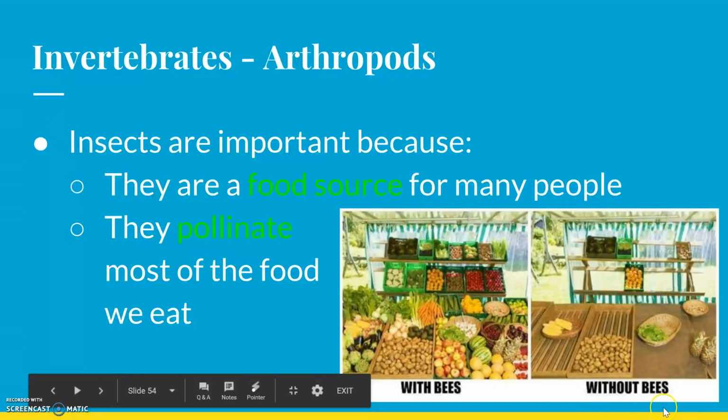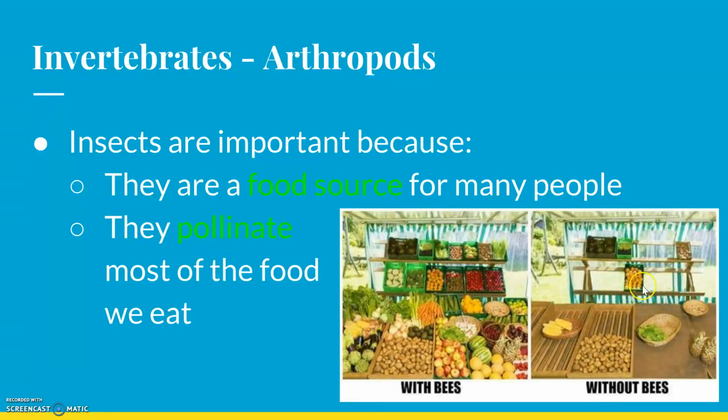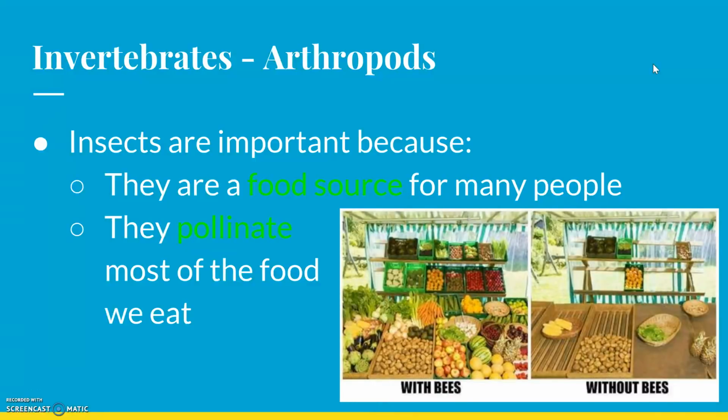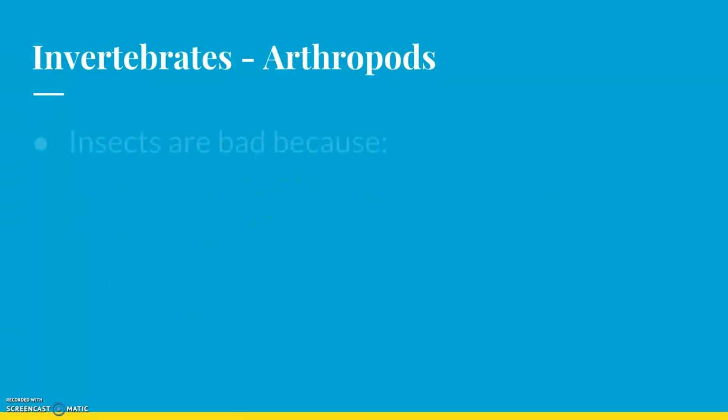And without bees, the only stuff we would be left with would be corn, potatoes, a little pineapple, maybe some oranges. These might be avocados, and I'm not sure what this is. So without bees, we would have very little fruit or vegetables in the world because we heavily rely on bees to pollinate and make flowers pregnant. We as humans, we just can't do it. So insects are not totally bad.